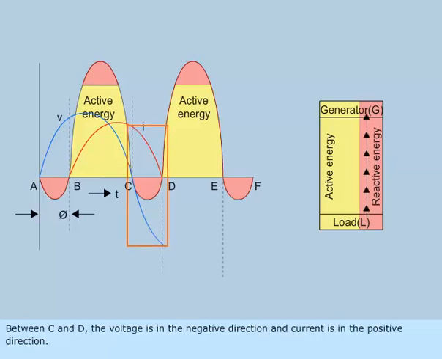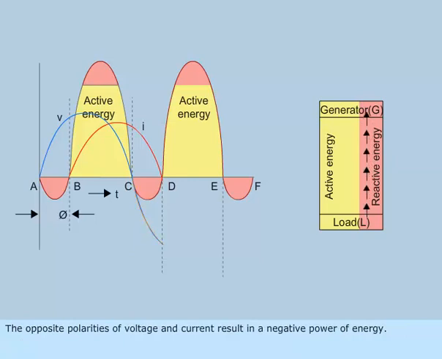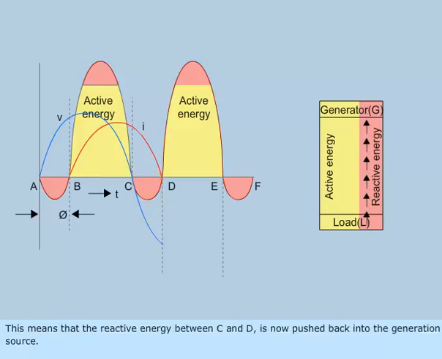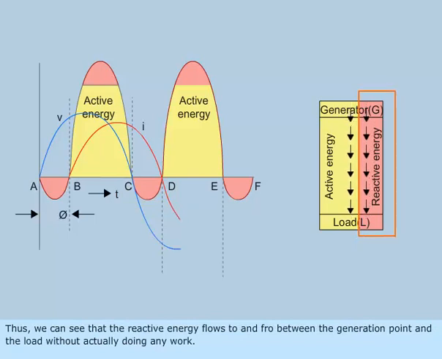Between C and D, the voltage is in the negative direction and current is in the positive direction. The opposite polarities of voltage and current result in a negative power of energy. This means that the reactive energy between C and D is now pushed back into the generation source. Thus, we can see that the reactive energy flows to and fro between the generation point and the load without actually doing any work.